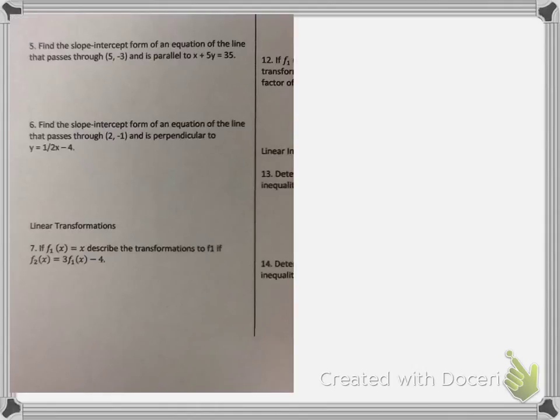You can see here, we want to find the slope-intercept form of the equation of the line that passes through 5, negative 3, and it's parallel to x plus 5y. That means the slope of the original equation would be negative 1 over 5, negative the x over the y. Parallel would be the same thing. So now I'm going to go through the point slope form. Y with y, x with x, slope in the middle. Distribute, and you would end up with y plus 3 equals negative 1/5 x plus 1. Subtract 3, and you end up with minus 2.